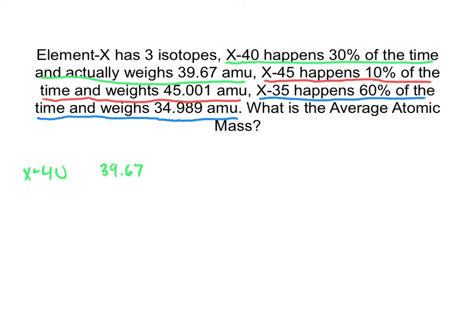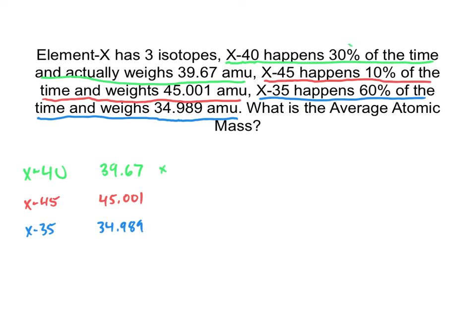Okay, then we have X45, which has a mass of 45.001. And then we have the third one, which is X35. And as you see, this is a made-up element, because we could do this for any element. I could give you an element, like indium, and we could find out what it is. It's like a mystery element. The mass for X35 was 34.989. Okay? Well, now we times it by the percent, divided by 100.